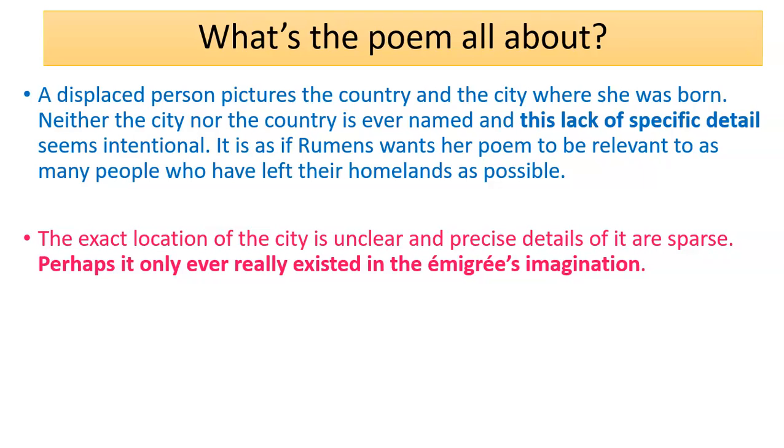The precise details are sparse. Sparse means that there's not a lot of them. There's not a lot of details at all. You could even believe that the city the speaker in the poem is talking about is almost imaginary. That's not even a real place, but she's actually built it up in her imagination.